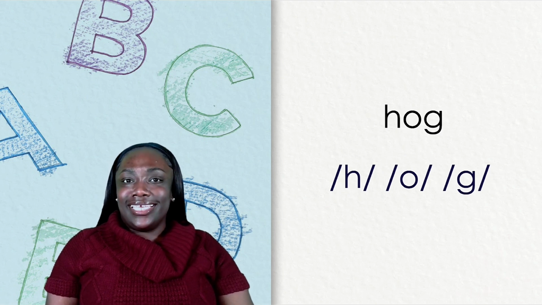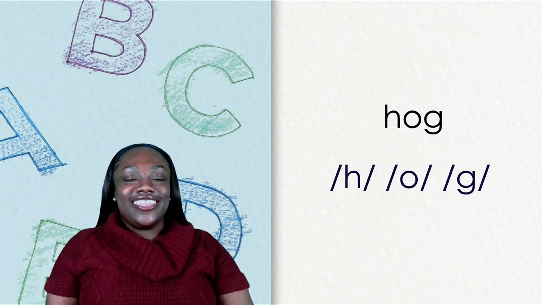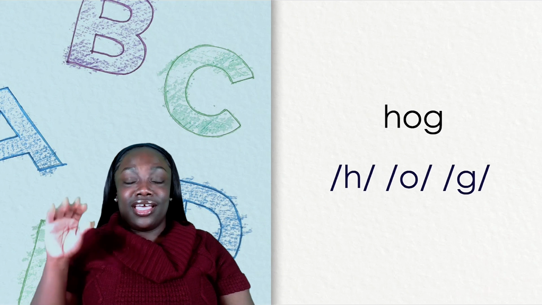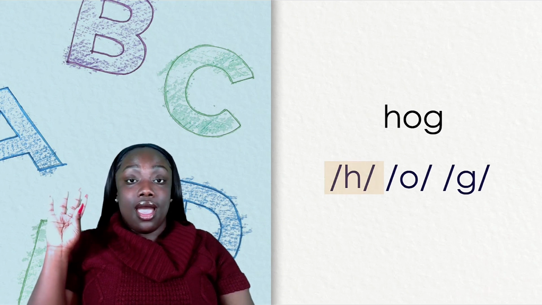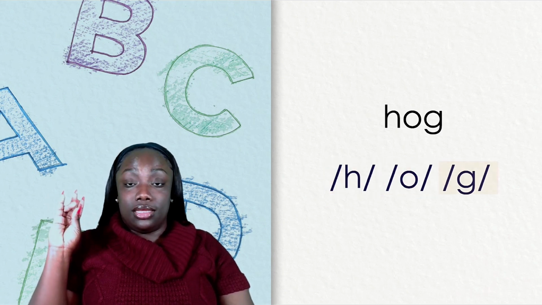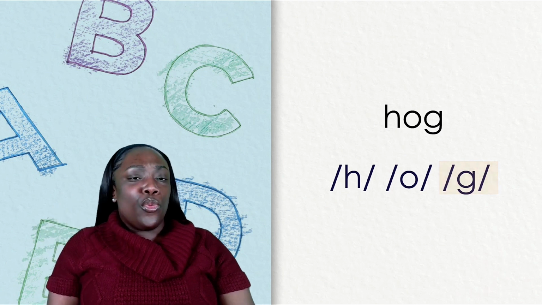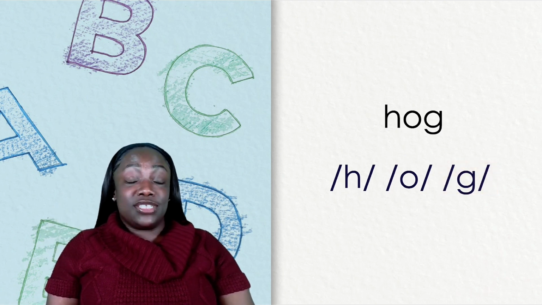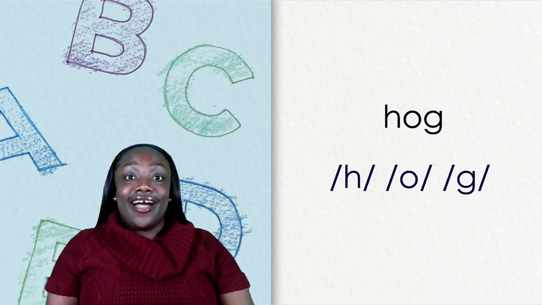There was a D first. Now there is an H. The sounds in this word are h, o, g. What word do these three sounds make when blended together? Hog.